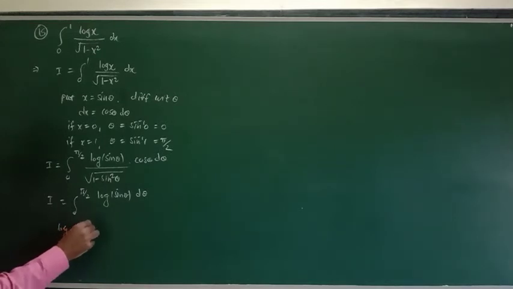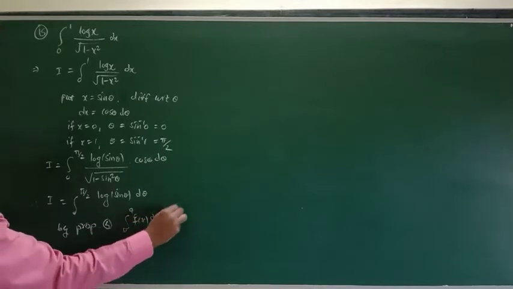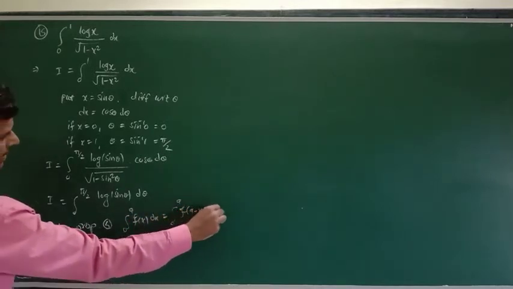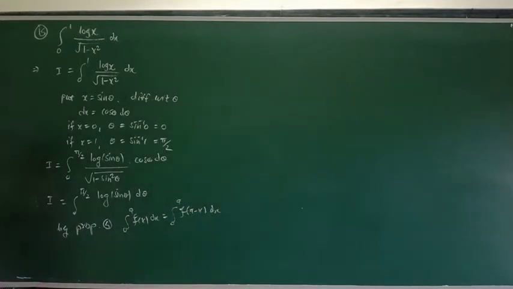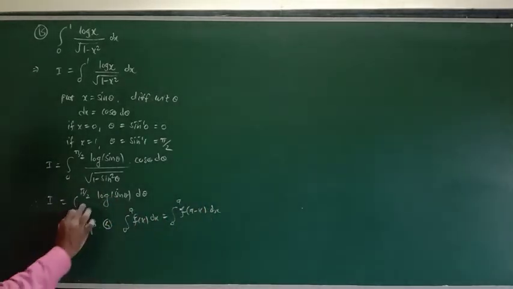By property number 4, the integral from 0 to a of f(x) dx is equal to the integral from 0 to a of f(a minus x) dx. By utilizing this property, or if I utilize another property, now our integral is from 0 to pi by 2. If I utilize the property, what will be the answer?